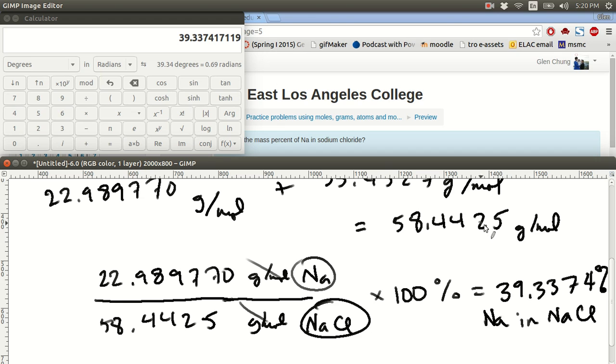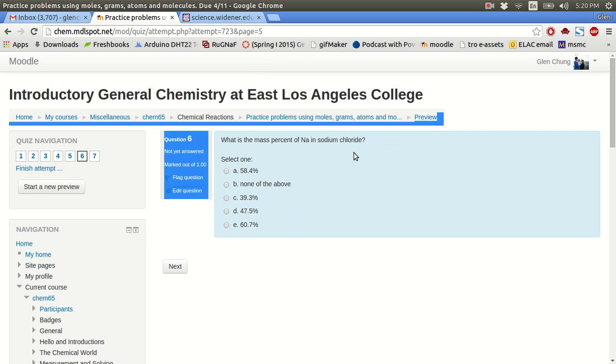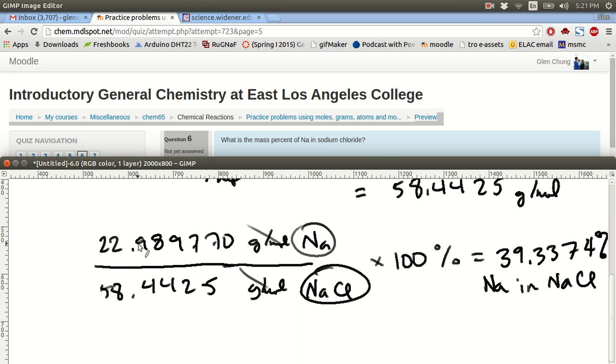Let me review that technique. They're asking about mass percent of sodium in sodium chloride. So what you do is you get the mass of sodium chloride. It's the total mass. Found it right here, 58 something. And you're going to divide the mass of just the sodium, just this, over the mass of the whole thing. They're asking for the mass percent of sodium in sodium chloride. So you take the mass of sodium divided by the mass of the sodium chloride, which is this.